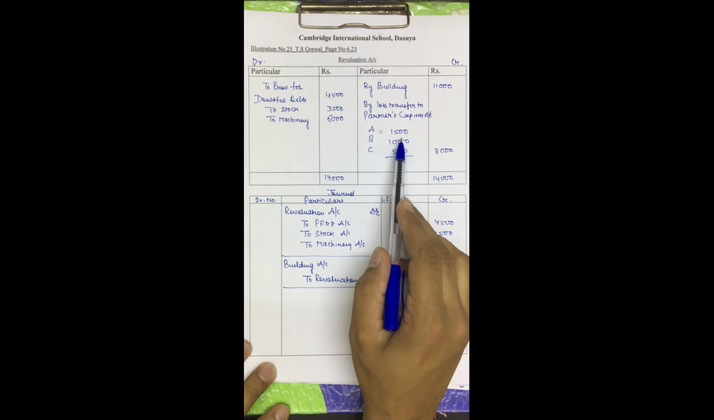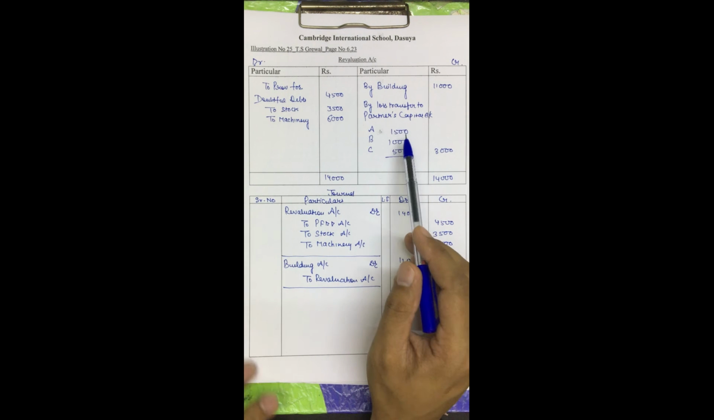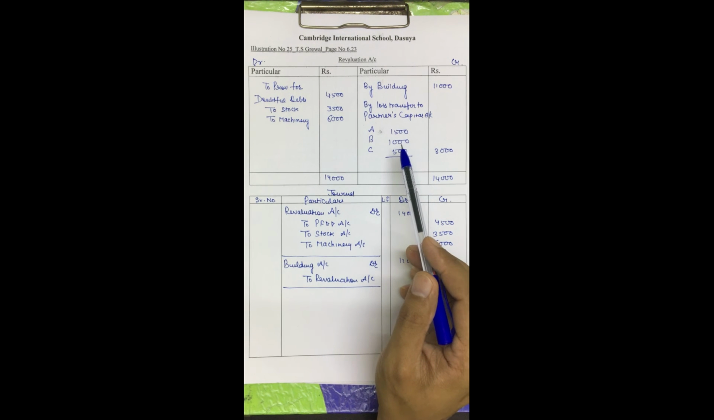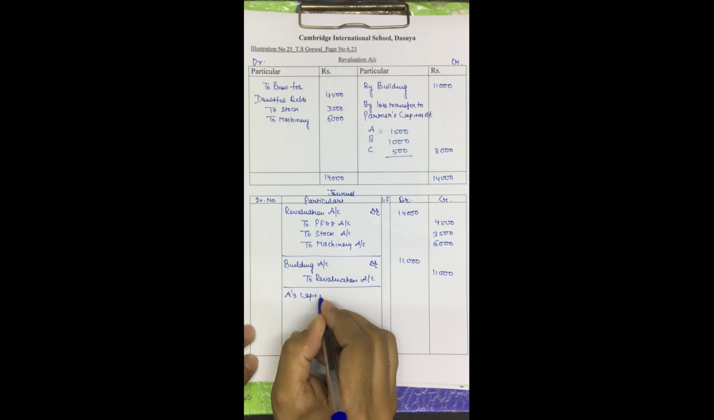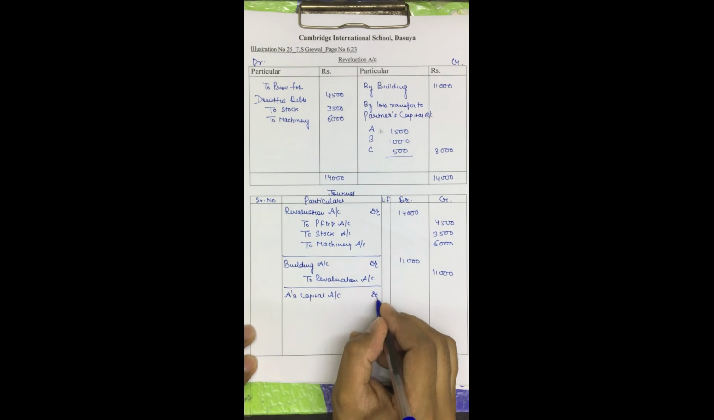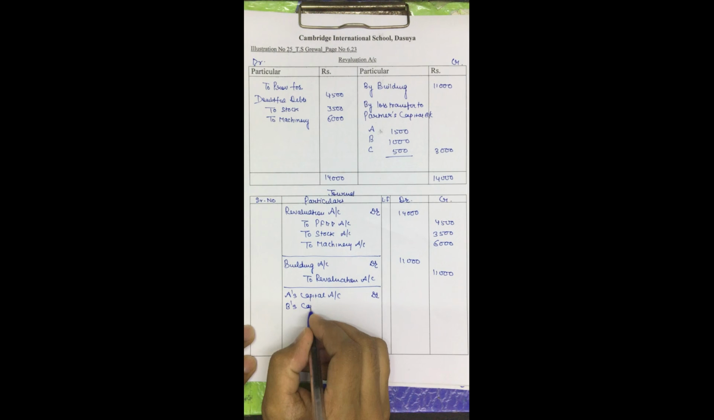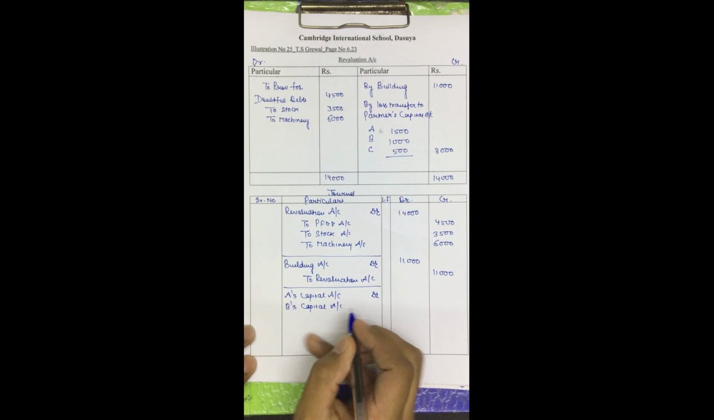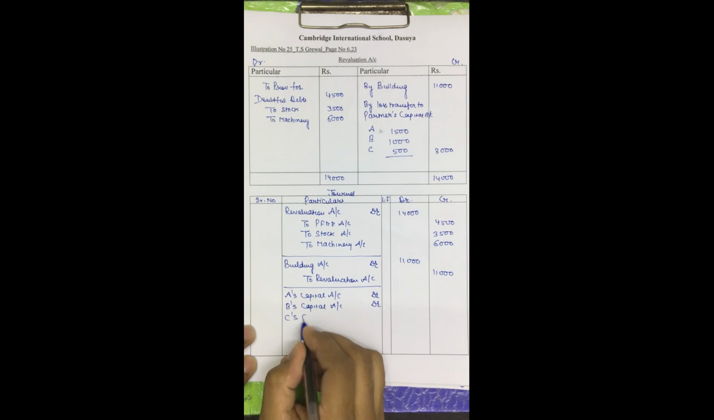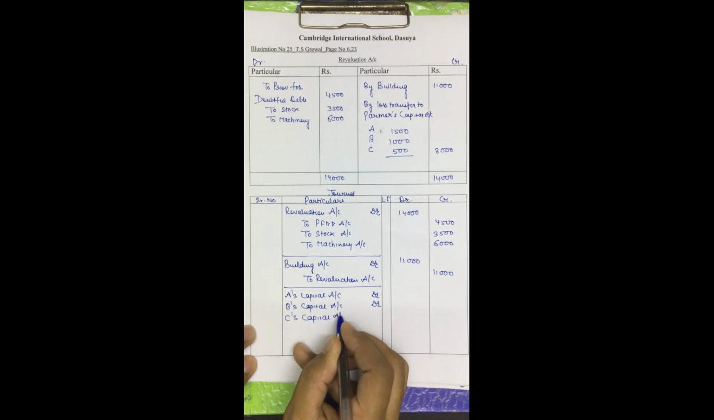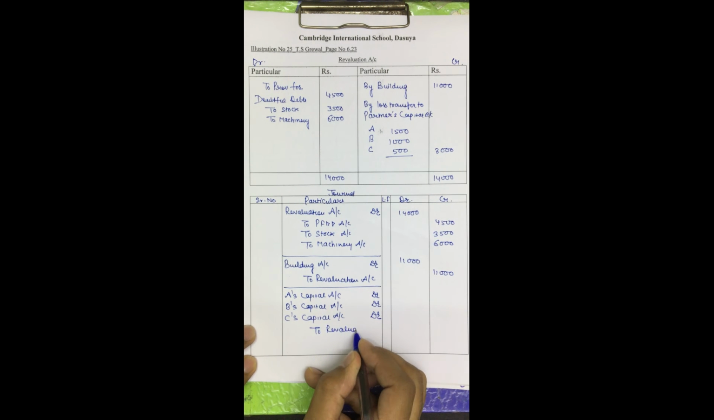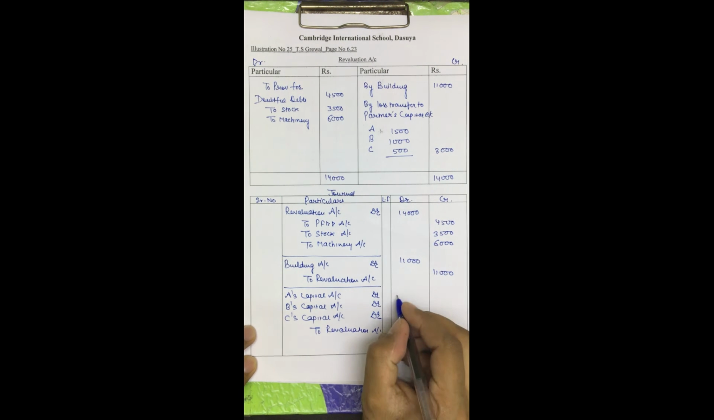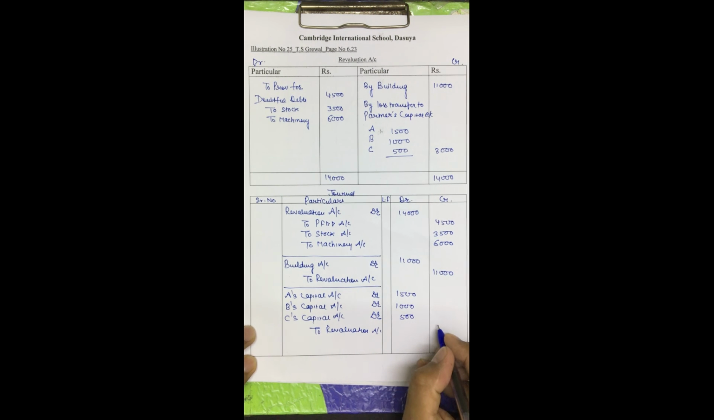And this is the next entry. This is a loss, and if we give the loss to the partners, then capital account will be reduced and will be debited. A's capital account debit, B's capital account debit, C's capital account debit to revaluation, and that is 1500, 1000 and 500. Total is 3000.